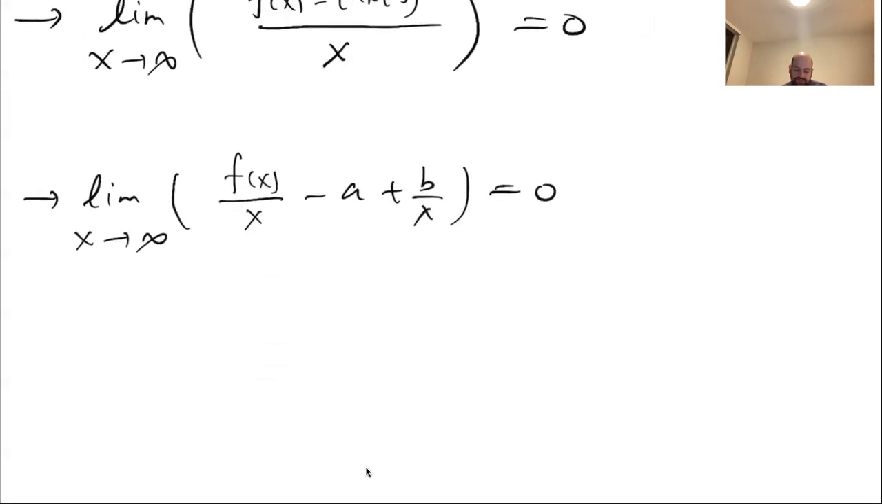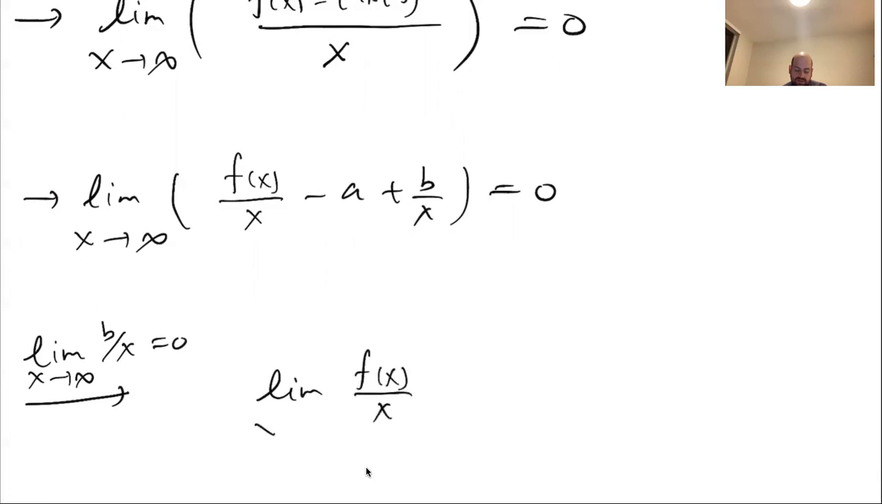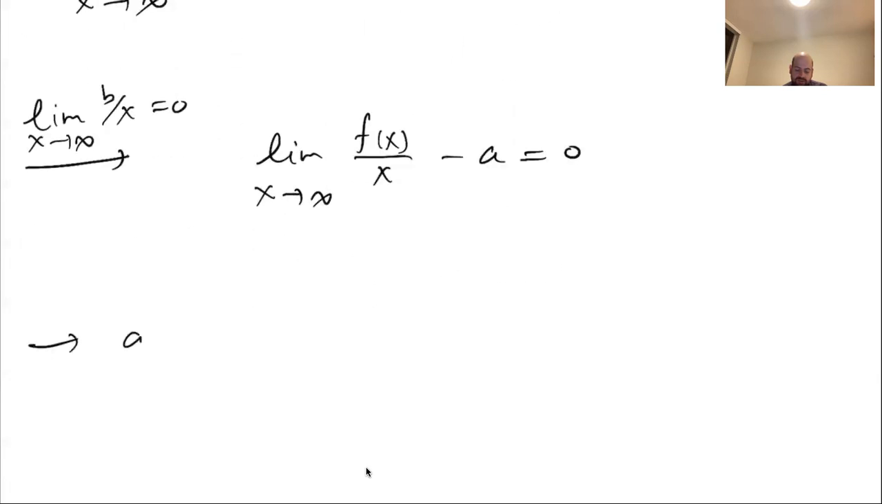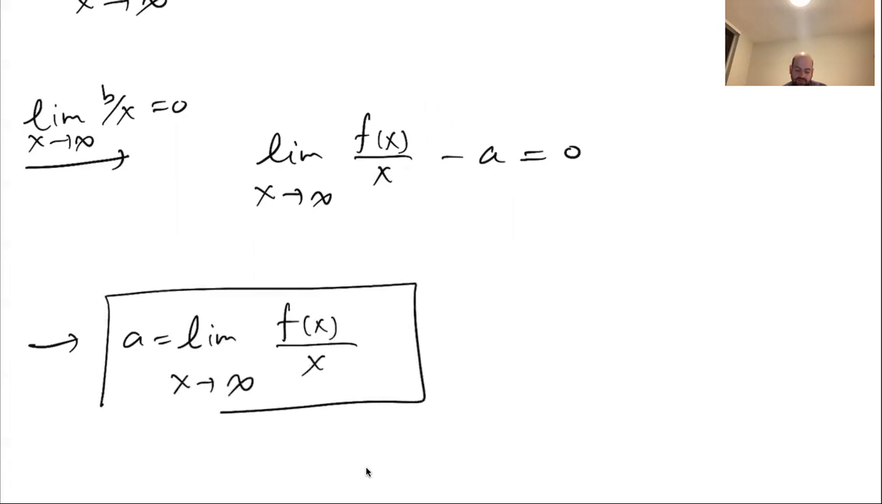And the limit of b over x as x goes to infinity, of course, is 0. So we can say the limit of f of x over x as x goes to infinity, minus a, is 0. So that means a is equal to the limit of f of x over x as x goes to infinity. Once you find a, then you can easily find b as well.